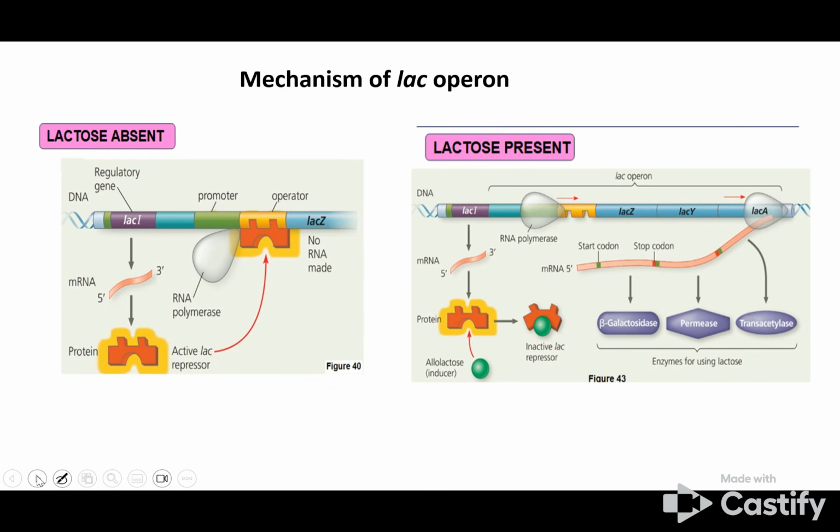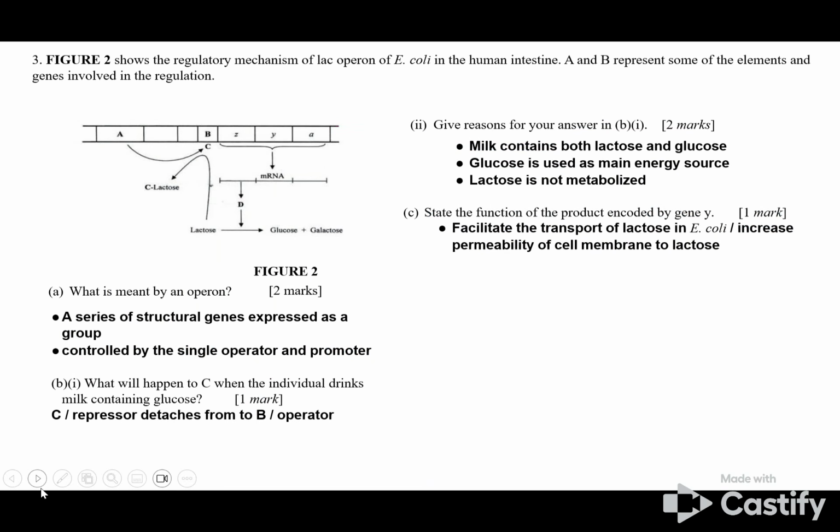So next we see mechanism of the lac operon. So you may read your notes, what happened to this operon. Is it switch off, is it switch on when lactose is absent? So very easy concept. When it's absent, of course it is switch off. If it's present, it will be switch on. That's all. Okay, so easy concept, you may read your notes. We go to the question.